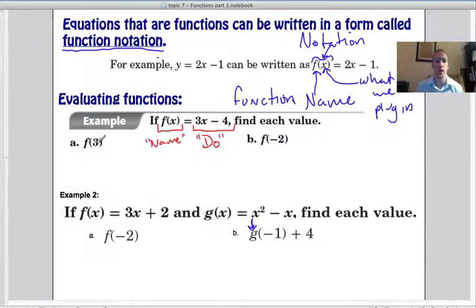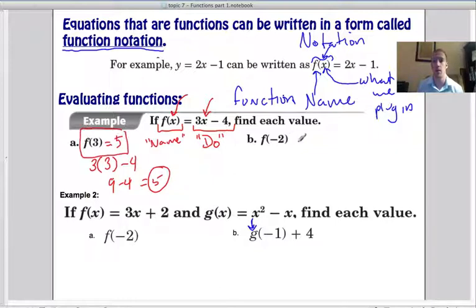So f of 3, that just means we're plugging a 3 into this function, into the f function, which means we substitute a 3 in here. So that would be 3 times whatever we plug in. We're plugging in a 3, so 3 times 3 minus 4, which is 9 minus 4 equals 5. That's our answer. f of 3 equals 5.